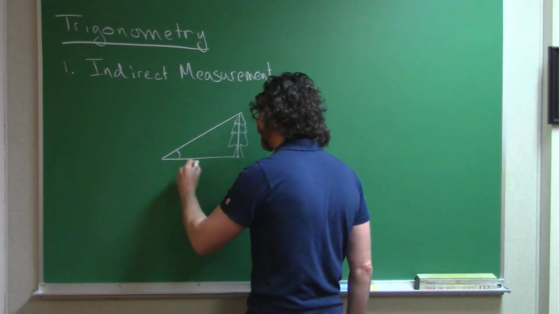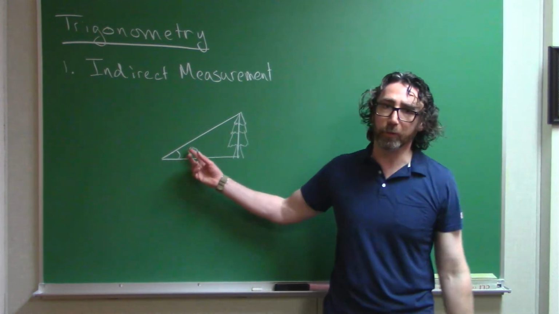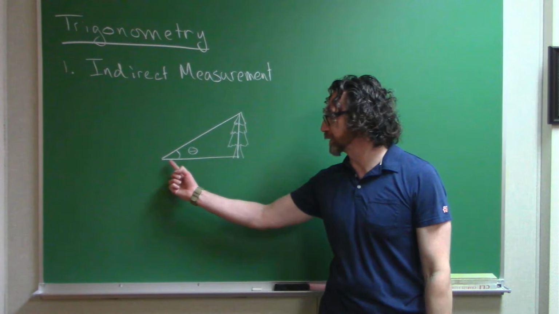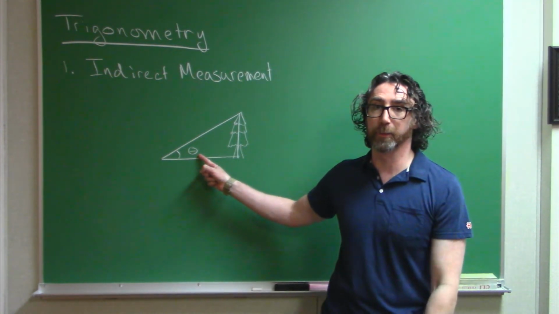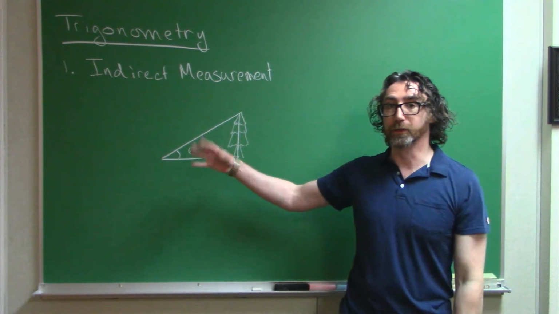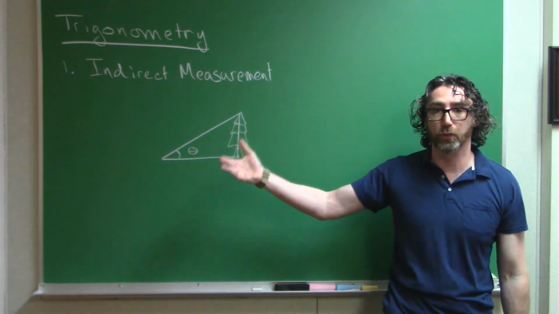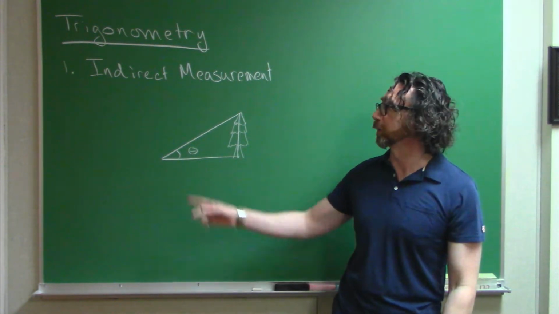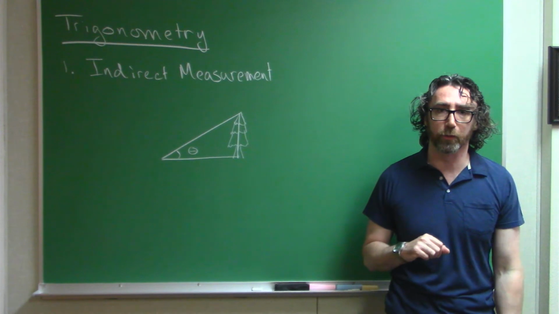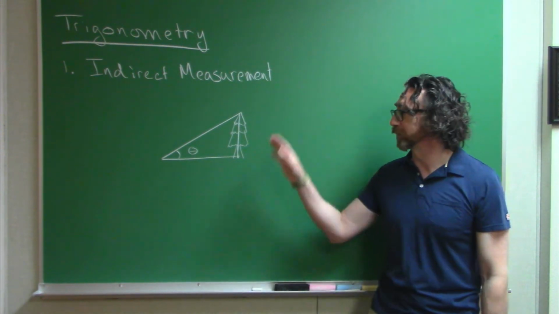In other words, how big is this angle, which we will indicate with a theta. So you measure this distance, you measure this angle, which is actually not hard to do. We'll talk about it later in the course. And then using those two things together, you can indirectly figure out how tall that tree is. And there are tons of other applications that we'll talk about. So one big reason for learning trigonometry is indirect measurement. It's a big application.